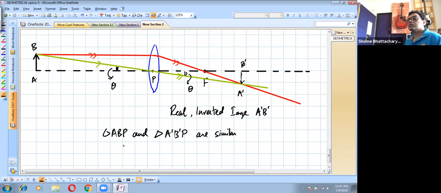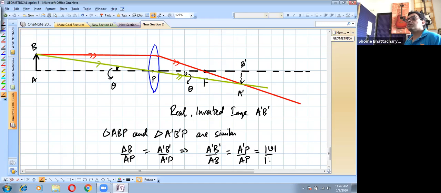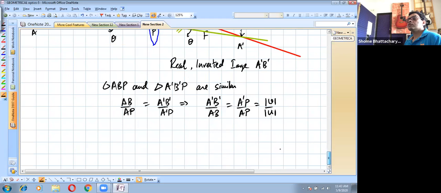So AB upon AP should become A'B' upon A'P. That means the size of the image divided by the size of the object will become the distance of the image divided by the distance of the object. So that is mod of V by mod of U. So the magnification's magnitude becomes mod of V by U.